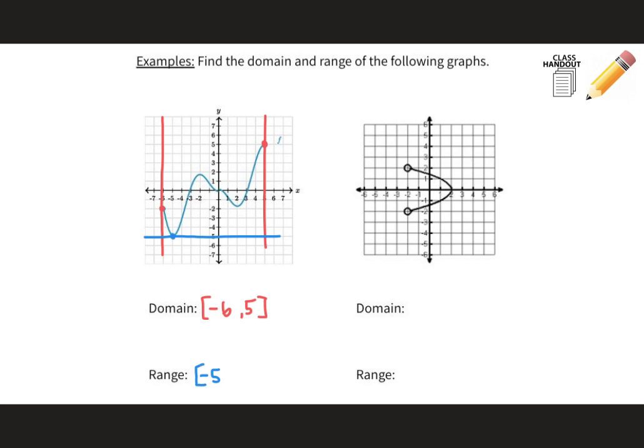And the highest my graph goes, the maximum point is up here, which on my y-axis is 5. And it does hit it at 5, so we're going to use brackets as well.